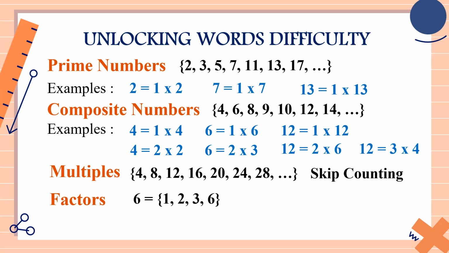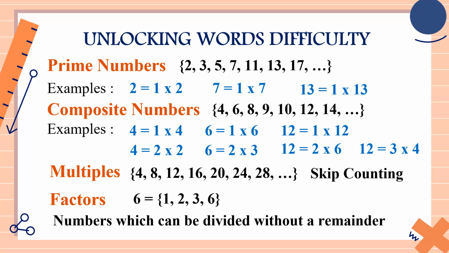And last one, class, we also have factors. Now factors, for example, the factors of 6 are 1, 2, 3, and then 6. For factors, these are numbers which can be divided without a remainder. So once again, for factors of 6, we have 1, 2, 3, and 6 because we can divide 6 by 1. 6 divided by 1 is 6, so we don't have a remainder. Same with 2, 6 divided by 2 is 3, we don't have a remainder. 6 divided by 3 is 2, we don't have a remainder. And then 6 divided by 6 is 1. So therefore, 1, 2, 3, 6 are the factors of 6.